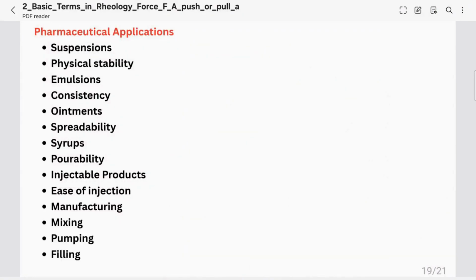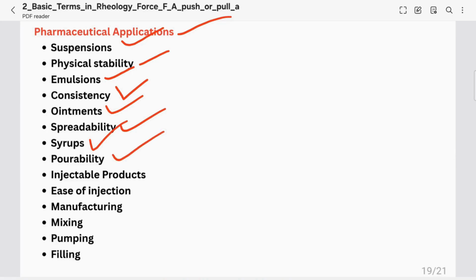Pharmaceutical applications of rheology. This knowledge is used in the preparation of suspensions to study the physical stability, and in emulsions for the consistency of emulsions, then in preparation of ointments, for spreadability of semi-solid dosage forms, and in preparation of syrups, for the pourability property of syrups, then in preparation of injectables, then in manufacturing processes like mixing, pumping, filling, etc.